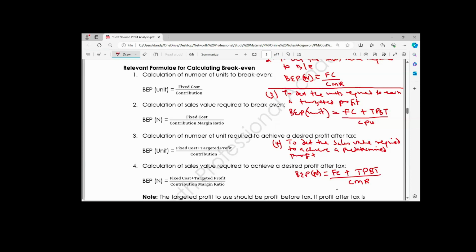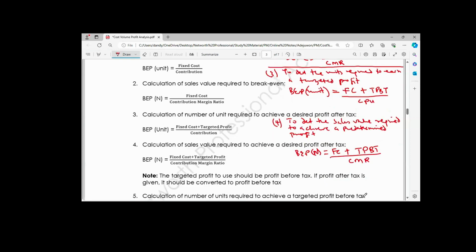But you have to note that the profit to use should be profit before tax. What this simply means is that if you are given profit after tax, you need to convert it to profit before tax. I repeat, when you want to calculate the break-even point to achieve a targeted profit, that targeted profit must be profit before tax. So if you are given profit after tax, you need to convert it to profit before tax.